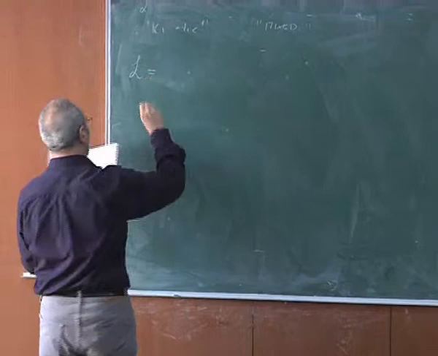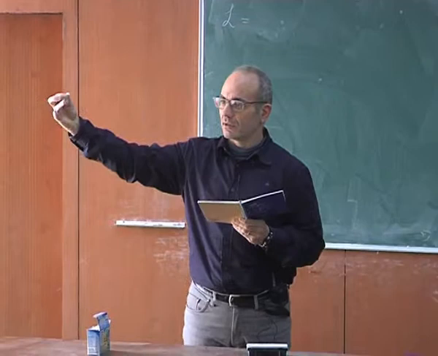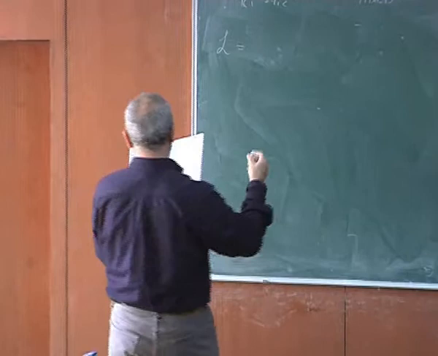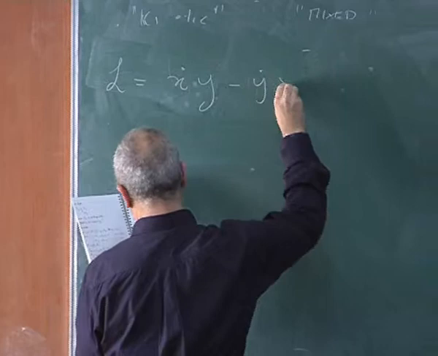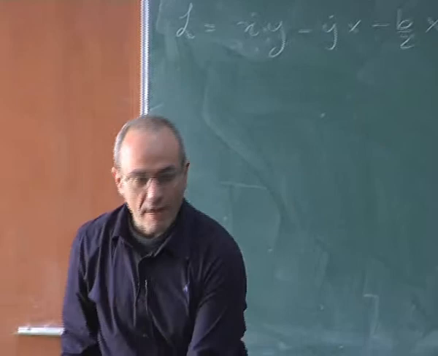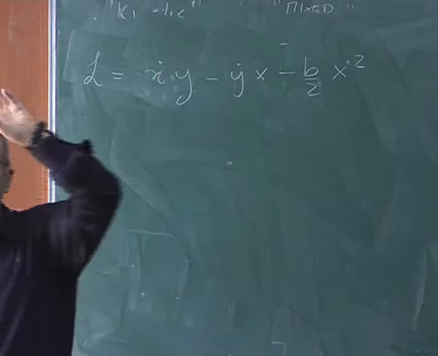Of course, any example that I give you will be a quadratic Lagrangian, because we are discussing quadratic Lagrangians. So let me give you this example here: x dot y minus y dot x minus b divided by 2 x squared. Notice that I even forget the fact that b depends on t and k for the moment. This is really a toy model example.